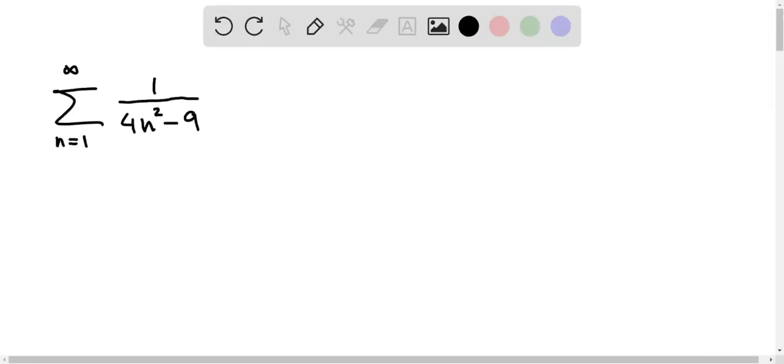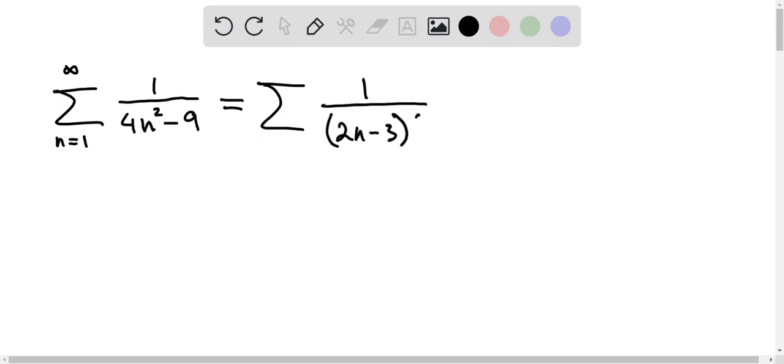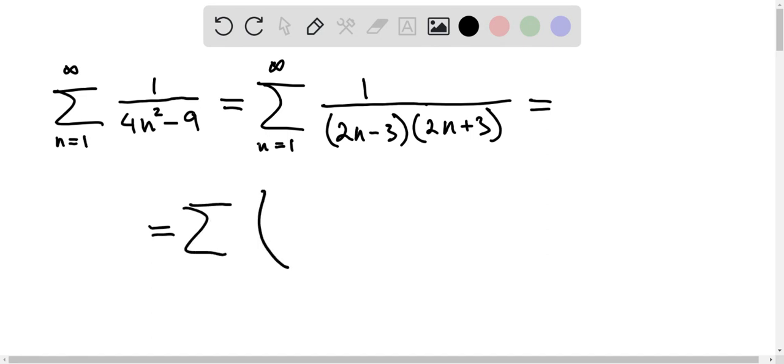In this question, we are asked to evaluate the given infinite sum. To do that, we are going to rewrite this first as 1 over (2n minus 3) times (2n plus 3), where n is running from 1 to infinity. And then we will split this fraction into a difference of two fractions. We will rewrite this as 1 over (2n minus 3) minus 1 over (2n plus 3).